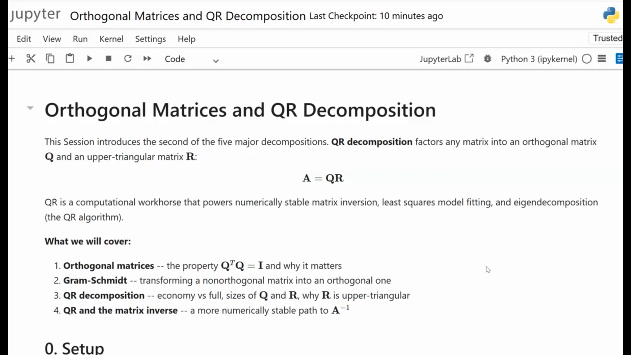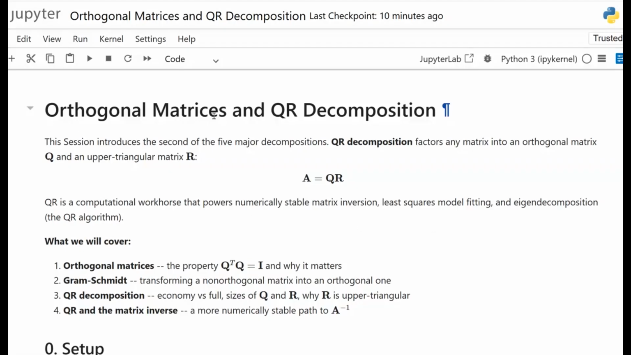Dear friends, today in this session, we are just going to discuss the orthogonal matrix. In linear algebra, the foundation is orthogonality. And let me begin by understanding one of the most special objects in mathematics, that is the orthogonal matrix.